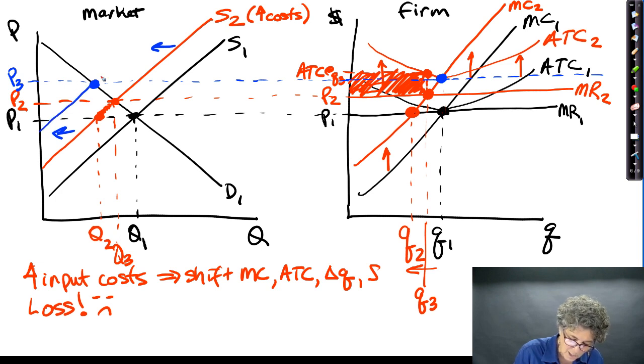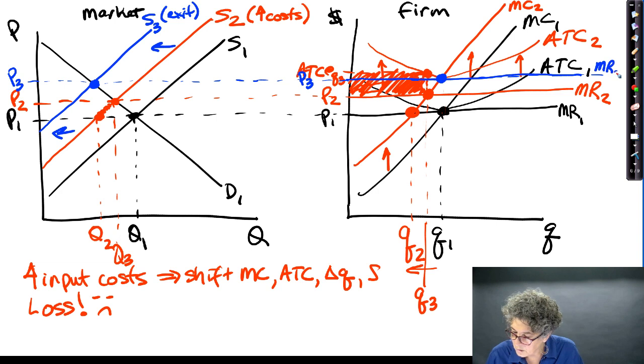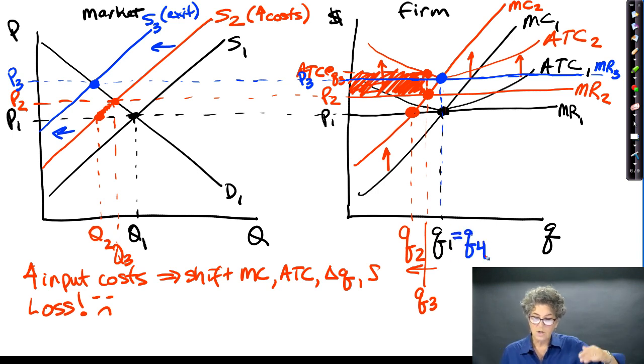which is where I'm going to get when the supply curve shifts to S3, and this is due to firms exiting the industry. That price P3, dash it over here, which determines my marginal revenue curve, MR3. That price P3 is going to mean that the typical firm that remains in the industry is going to be producing a quantity where marginal revenue equals marginal cost. What's that quantity? Dash it down. Looky there. That quantity, I'm up to Q4.